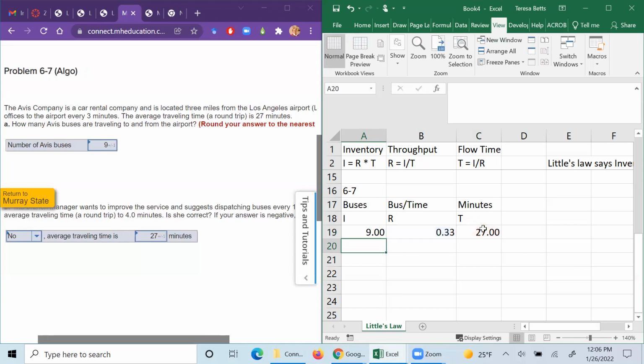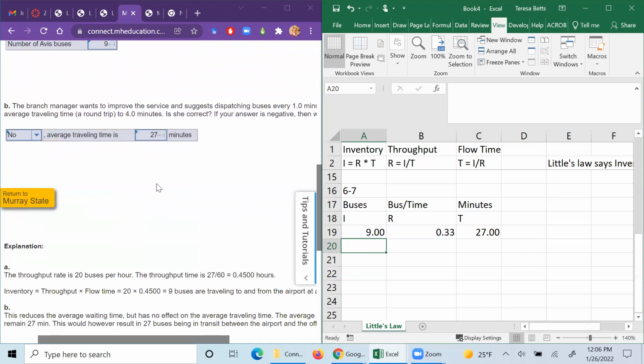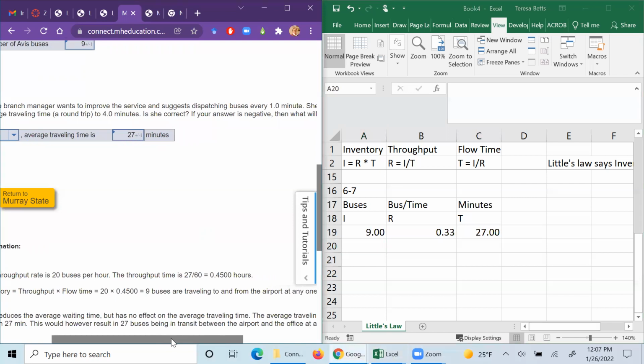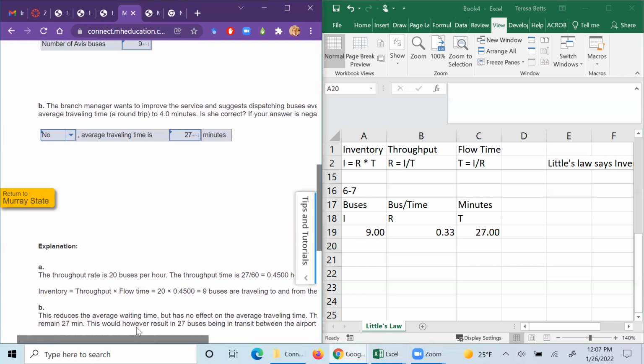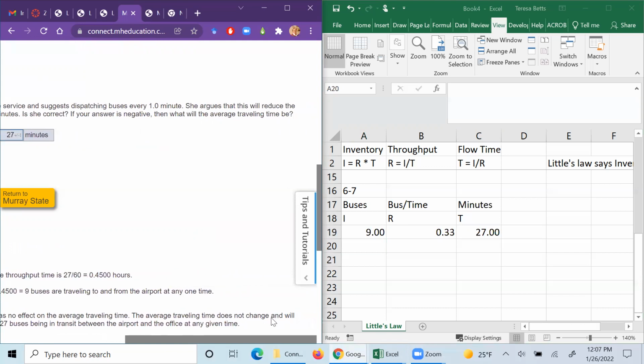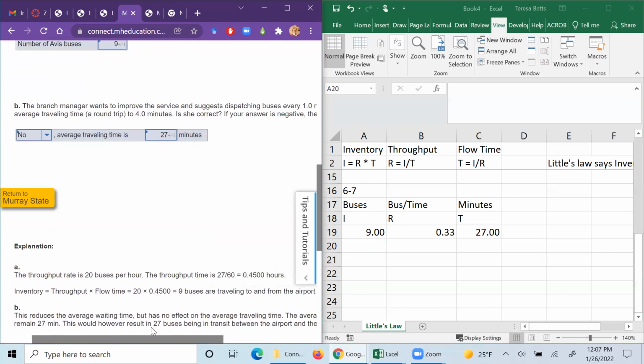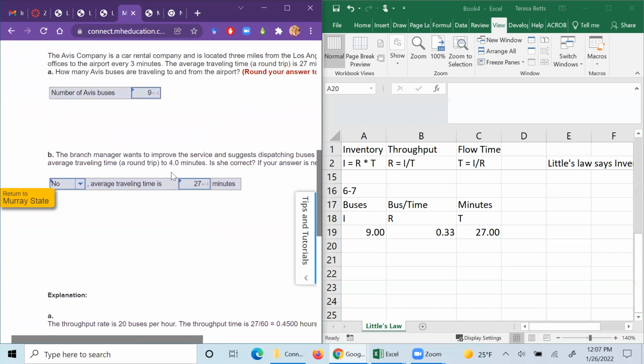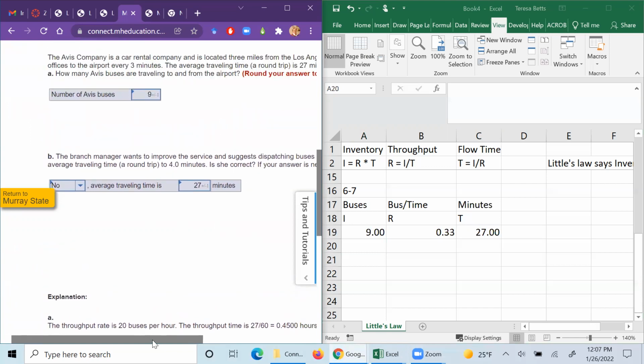And that being said, there's 9 buses in the mix. Okay. And so then the next part of the problem says the branch manager wants to improve the service and suggests dispatching buses every 1 minute, right? Average traveling time is 4 minutes per bus. She argues that this will reduce the average traveling time to 4 minutes. Is she correct? Okay. So what are we changing here?